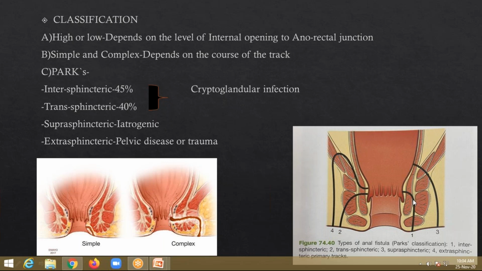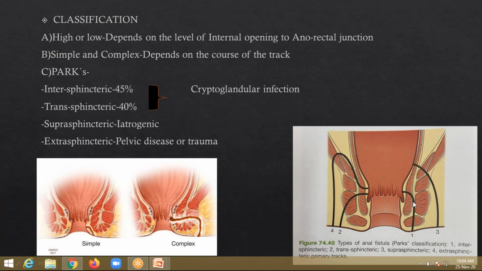How is the course of the tract? It is passing between the two sphincters, internal anal and external anal sphincter, and it is coming out through the subcutaneous part of the external anal sphincter. Okay. This is termed as the primary tract, formed from the center of the intersphincteric gland.